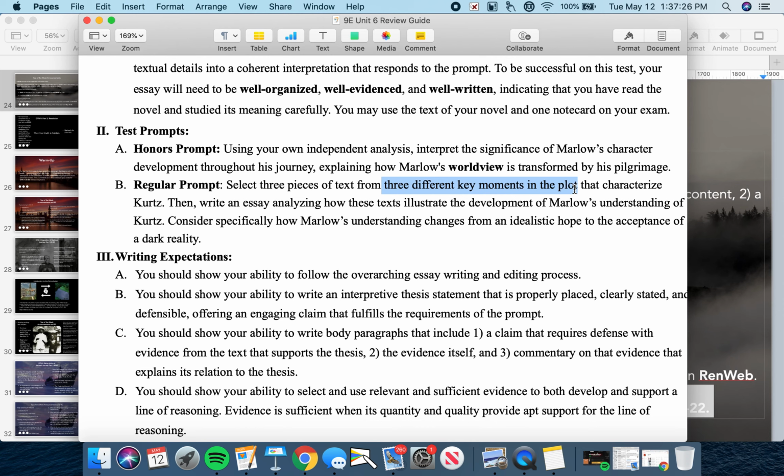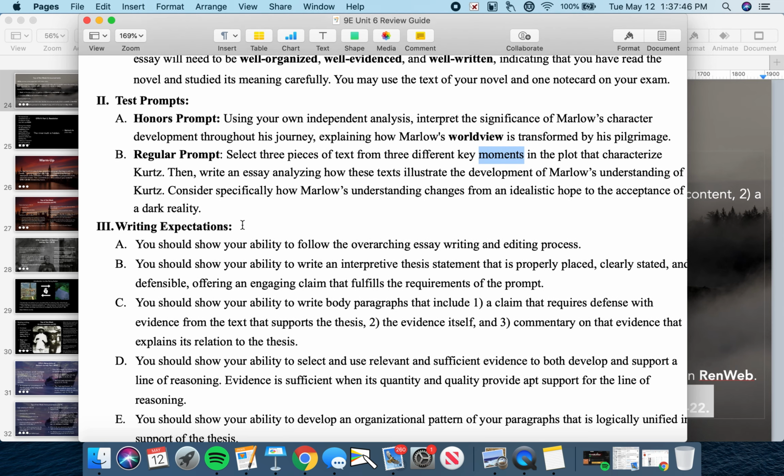That's not going to give you a good analysis of how Kurtz is characterized or develops over the course of the plot. Rather, if I'm asking you for 3 key moments that characterize or help illustrate the development of Kurtz's character, then you ought to select 3 key moments from various areas of the plot. Then you are going to write an essay that analyzes and articulates how these texts illustrate Marlowe's understanding of Kurtz. How is Marlowe's understanding of Kurtz developed and illustrated in these 3 pieces of text?